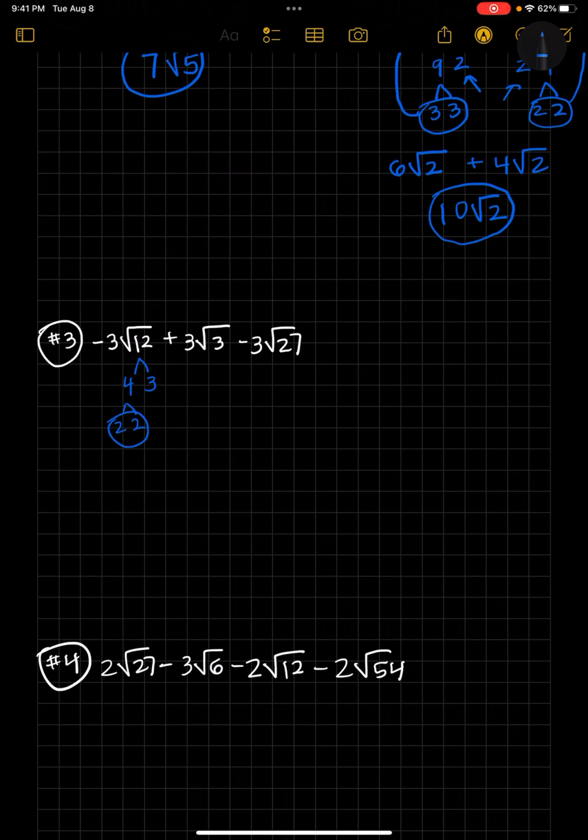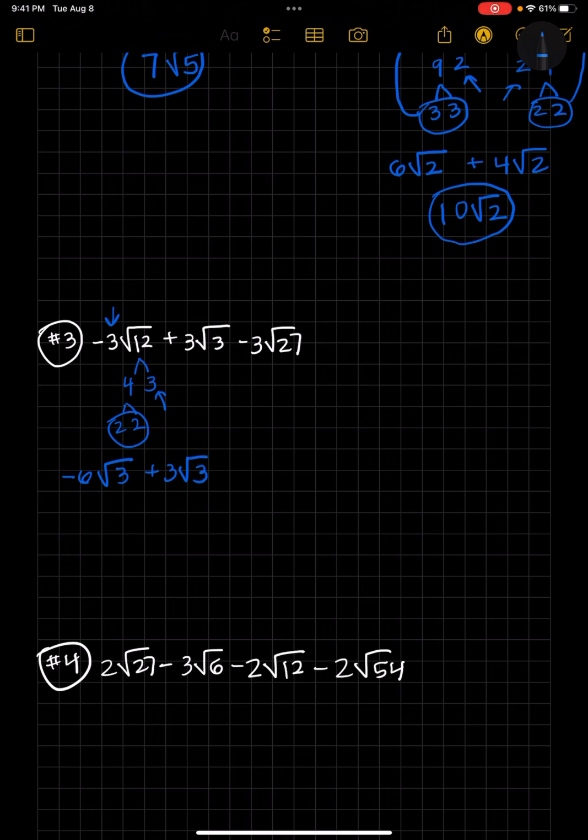I circle my pair of 2's. That pops out, so now I'm going to have negative 3 from this outside times the pair of 2's, which gives me negative 6 square root 3, because this 3 was left out. It didn't get circled. Now 3 square root 3, I can't factor tree 3. It's a prime number, so I just leave it as plus 3 root 3.